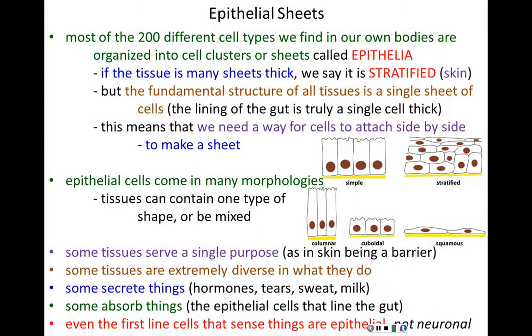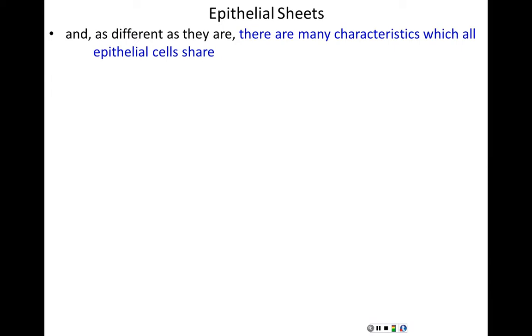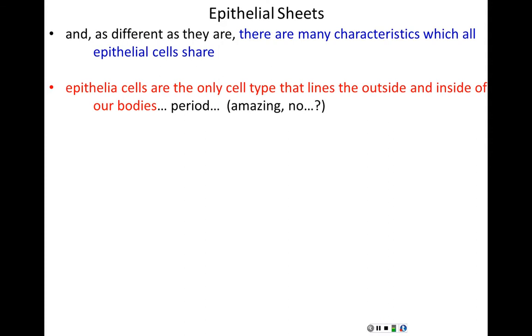And as diverse as they are, as different as they are, epithelial cells do share many characteristics in common. They are, first and foremost, the only cell type that lines the outside of our body. So any cell type that you find that faces the outside world, that's an epithelial cell. That's not just skin. So think of the inside of your nose, deep into your ear canal. That includes the lining of your mouth, all epithelial cells. Interestingly, epithelial cells are the only cell type that lines the inside of your body, too. So any cell that faces the interior body cavity is an epithelial cell.